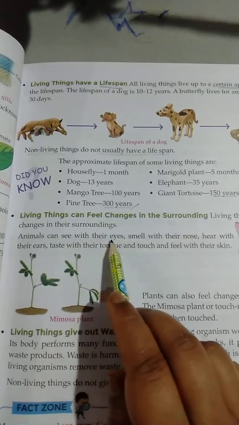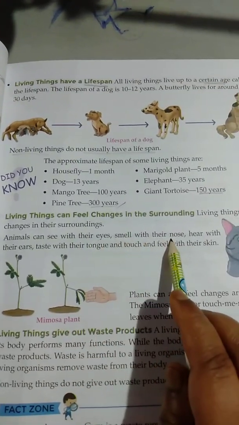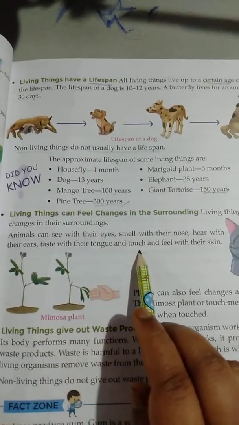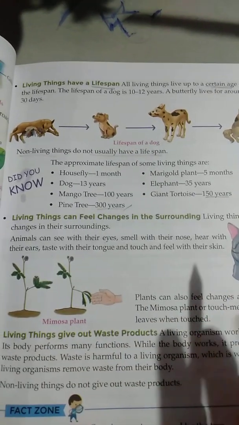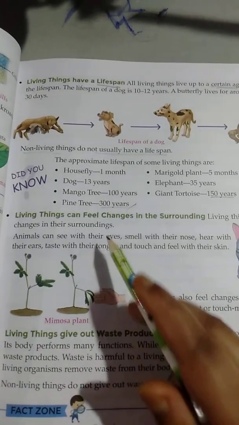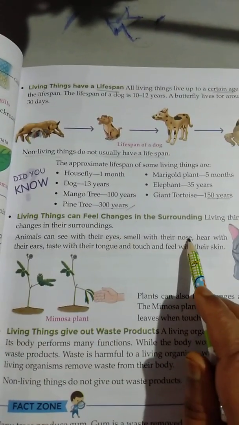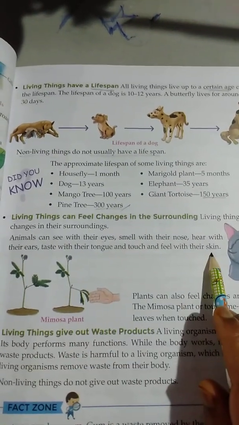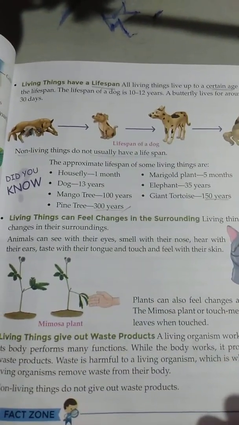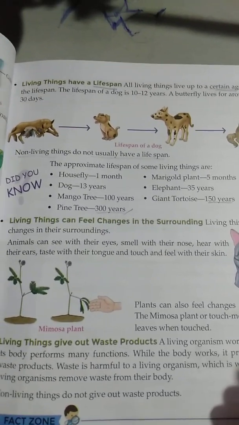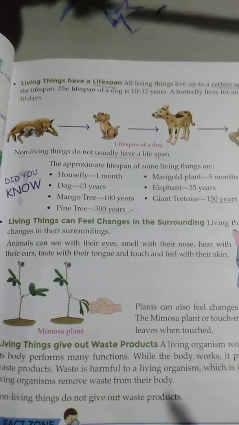Animals can see with their eyes, smell with their nose, hear with their ears, taste with their tongues, and touch and feel with their skin. So we have 5 sense organs. What are the 5 sense organs? Eyes, nose, ears, tongue, skin. So how do these 5 sense organs help us? These 5 sense organs help us to feel the surrounding.